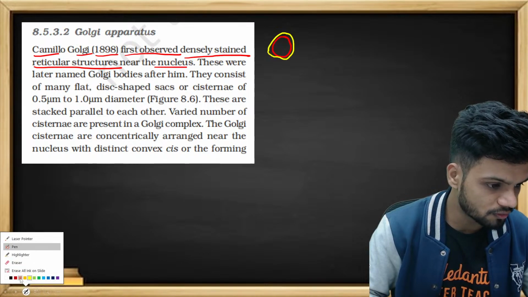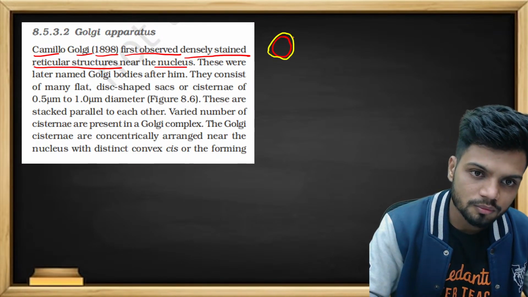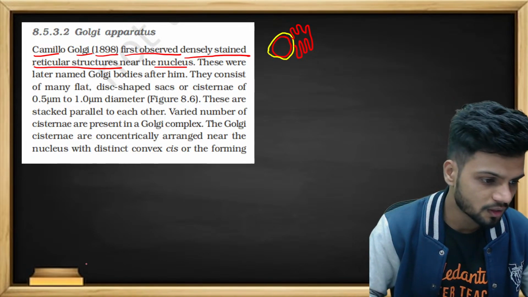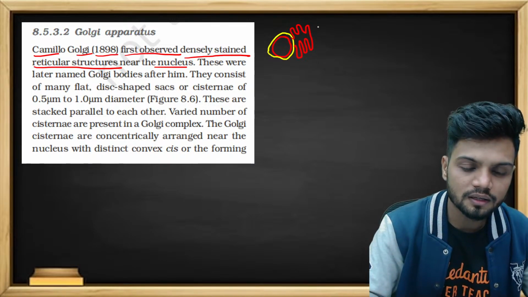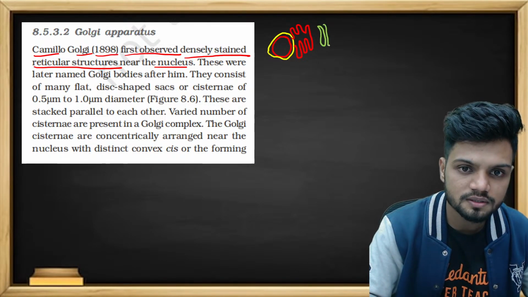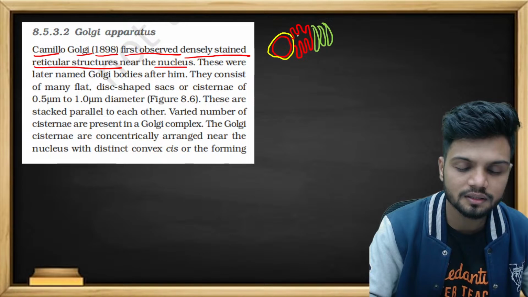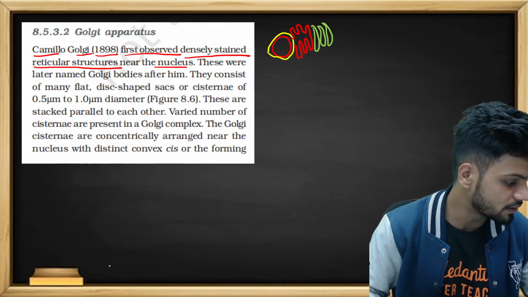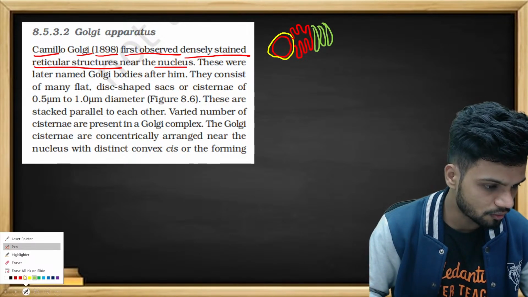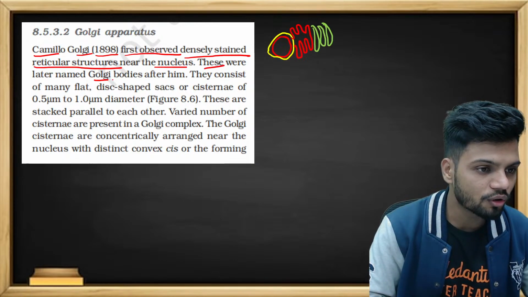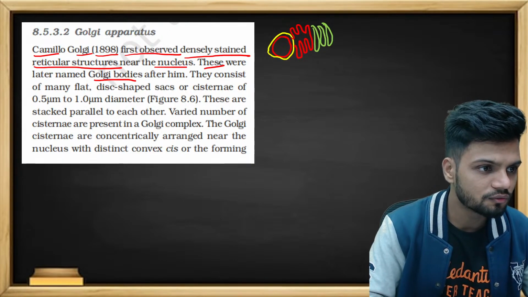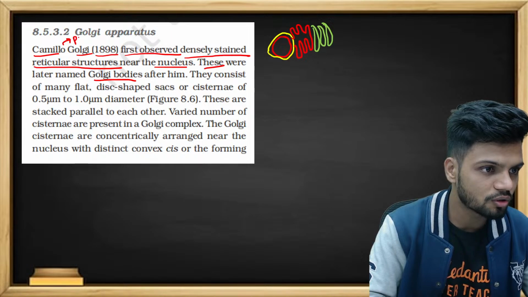And all of you know, in the previous class I told you, from the outer layer the endoplasmic reticulum is coming. Now near the nucleus itself, you can find the Golgi bodies. Golgi bodies can be found near the nucleus itself, right? So those are Golgi bodies. They were later named Golgi body because the first observer was Camillo Golgi.